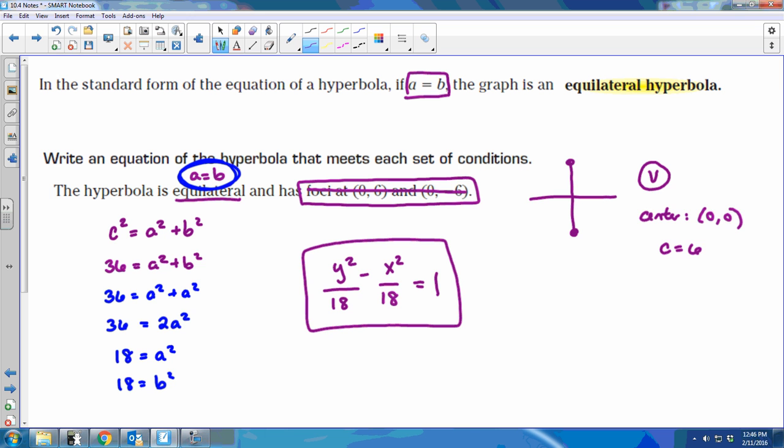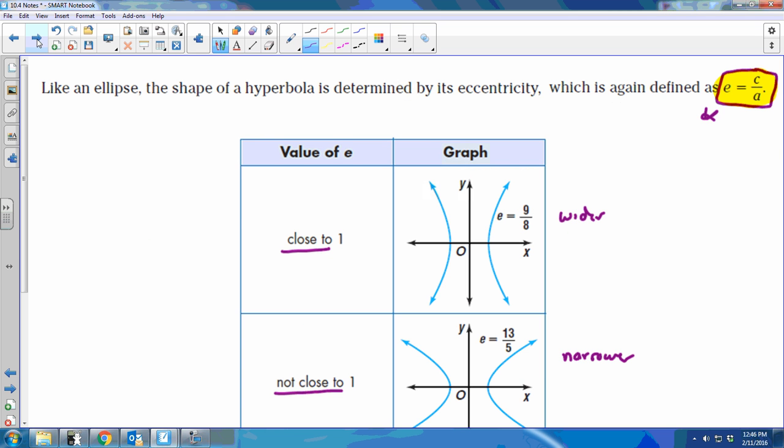All right, one more. Like an ellipse, the shape of a hyperbola is determined by its eccentricity. So E equals C over A is still the formula. It has not changed. That's still important. That is the most important thing on this page.